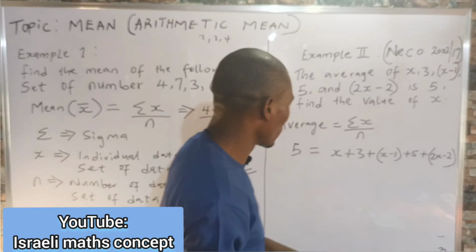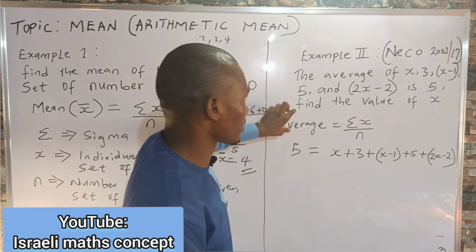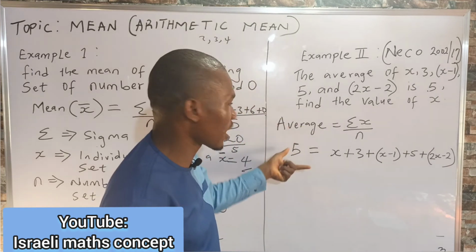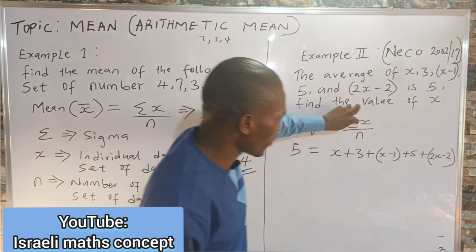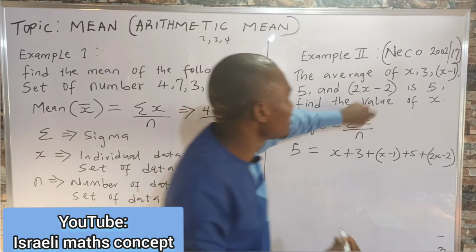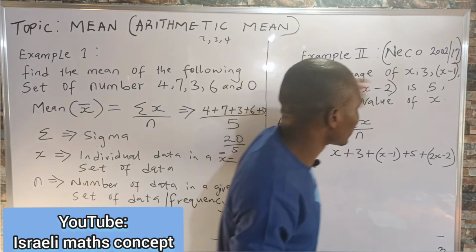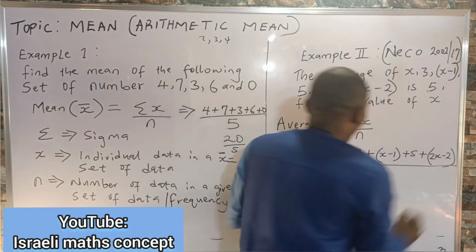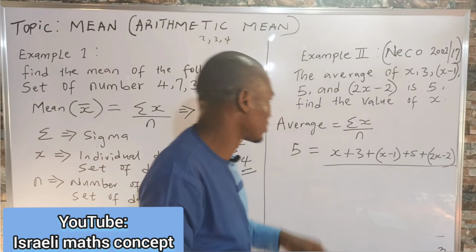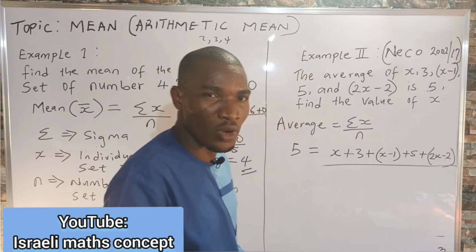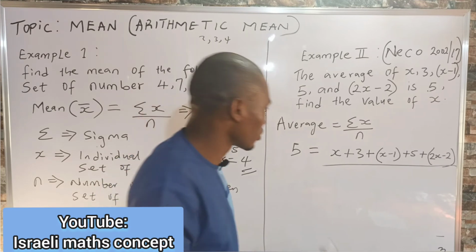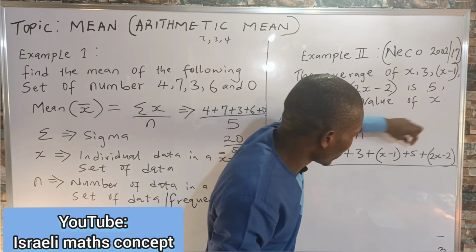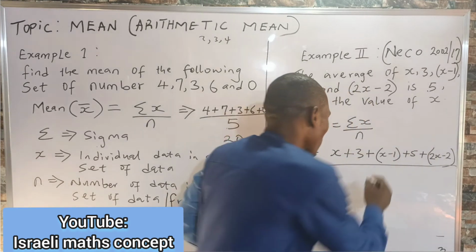So what I did basically was to substitute 5 for the average, because we were told that the average is 5. And that is equal to the summation of our x, and our x are the individual values of this set of data, which I've summed already. And that is all over our n. Our n is how many times this number occurs, that is the frequency. If you don't consider it that way, you can just count the numbers: the first one is 1, 2, 3, 4, and 5. So we have just 5 numbers.